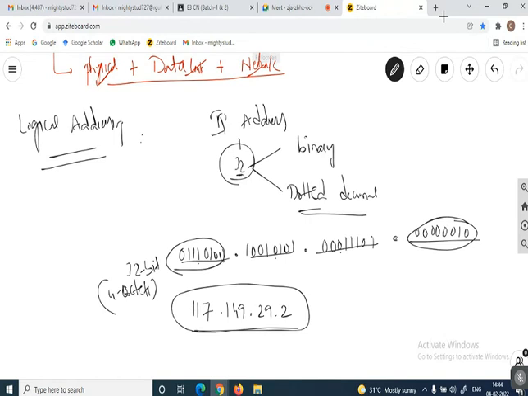Why? Because actually this is the basic IP address representation, but for the easiest understanding of the user, it is converted into a dotted decimal representation there.